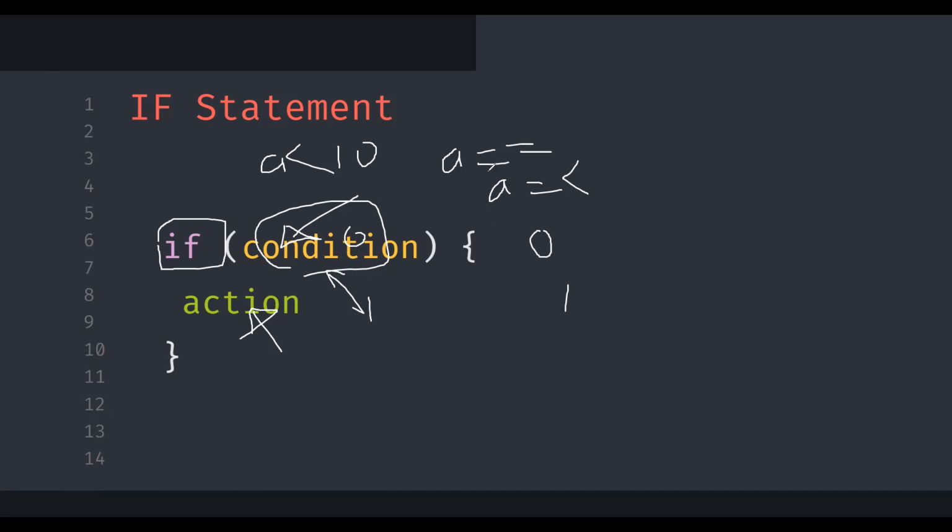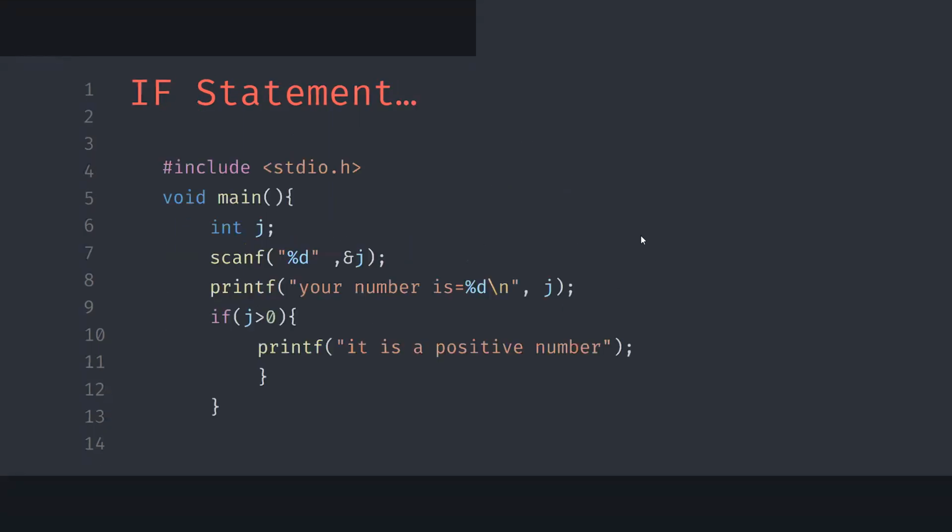Otherwise it's not going to execute, right? So let's see a simple program. What is the task here? It's simply going to scan a number, input that number into this variable, and print the number. And if it is greater than 0, that means it's a positive number. So let's see.